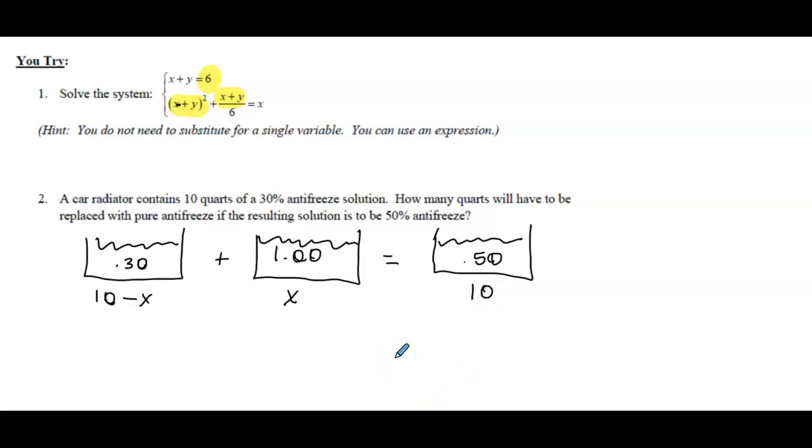So there's a hint if you want to take that diagram and see if you can write out an equation and solve for how many quarts will have to be replaced with pure antifreeze. Then I will have you share with me in our Google Meet the answer to that.